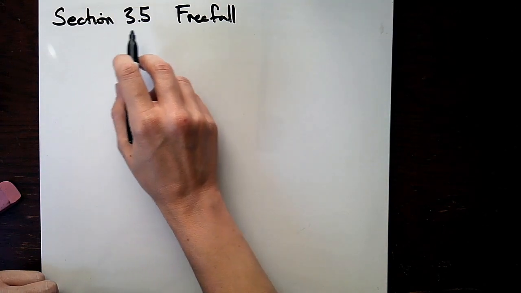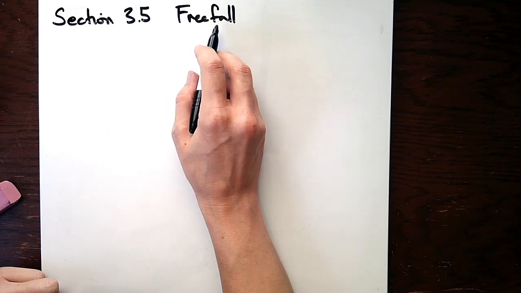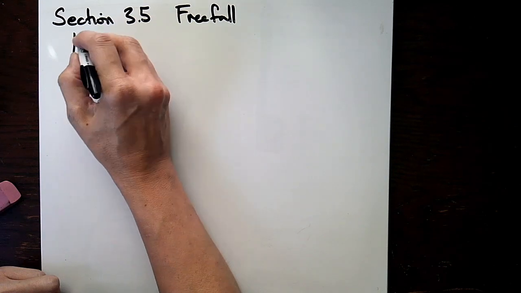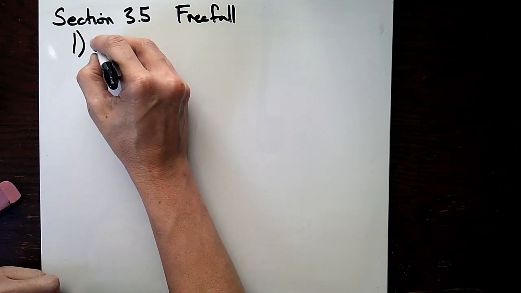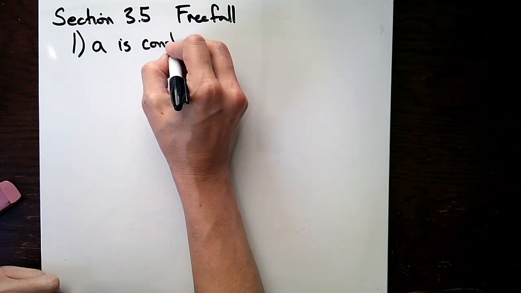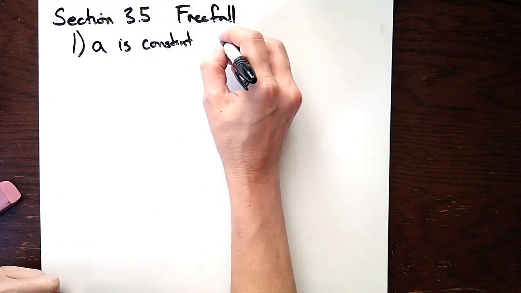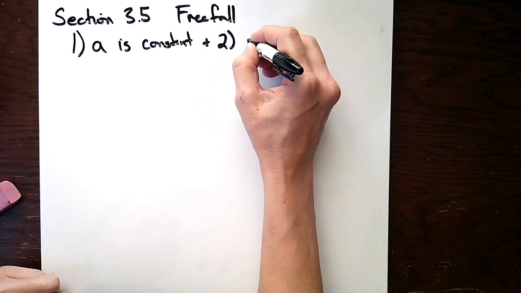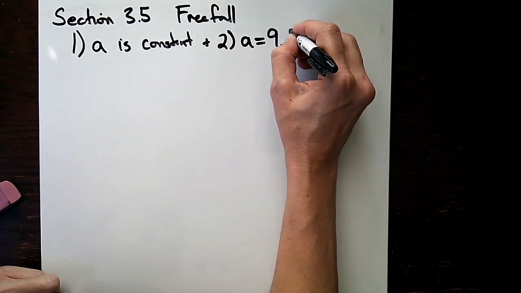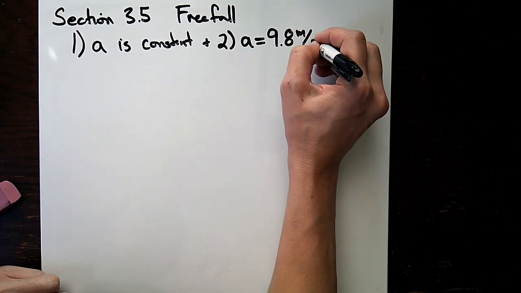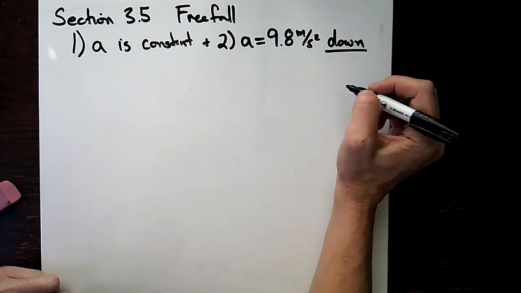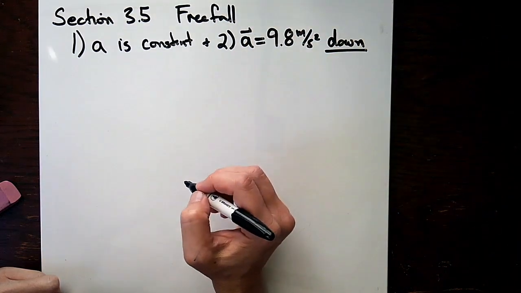All right. So now let's talk about freefall. That is, we're going to make two assumptions. One, acceleration is constant. And two, acceleration is specifically equal to the value 9.8 meters per second squared down. Again, we do need the down because acceleration is a vector.